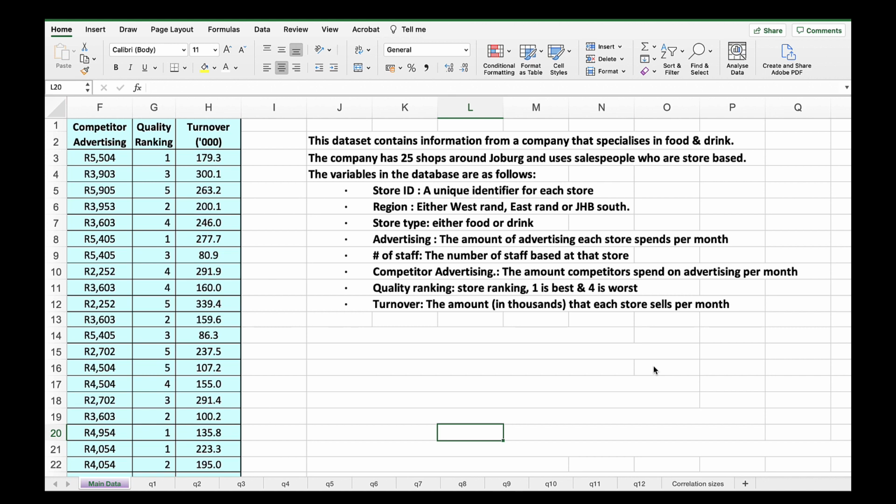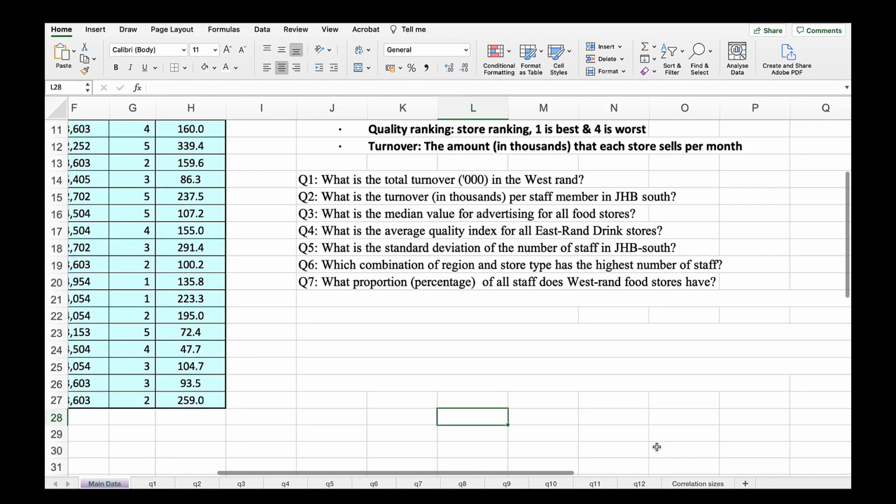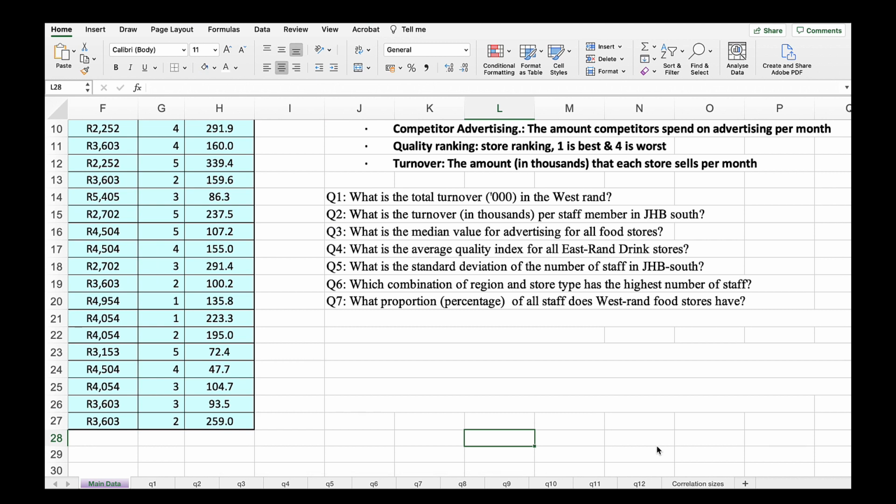Competitor advertising is the amount of advertising that your competitor would spend per month. Quality rating is just a rating of the store from 1 through to 4. So it's either 1, 2, 3, or 4. 1 is best, 4 is worst. And your turnover is the amount in thousands of rands that each store sells per month. So this is the data that the following questions are going to be based on. We have these 7 questions that we're going to be looking at. Let's look at each one in turn.